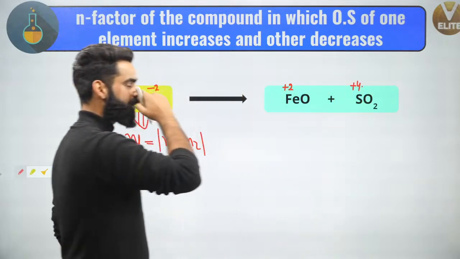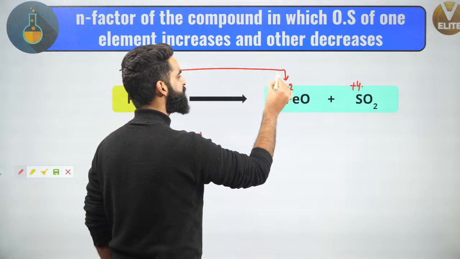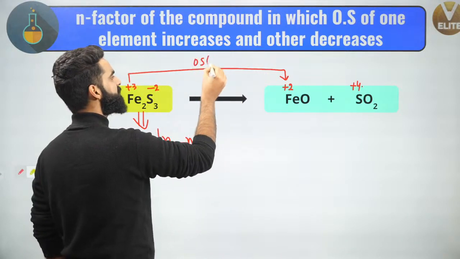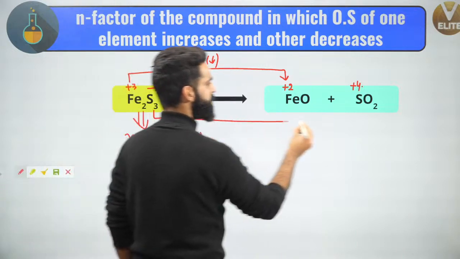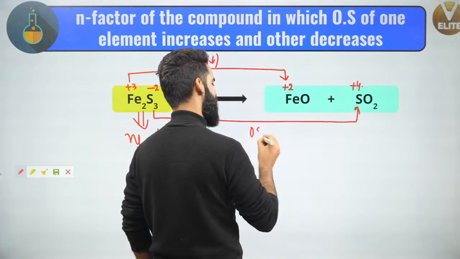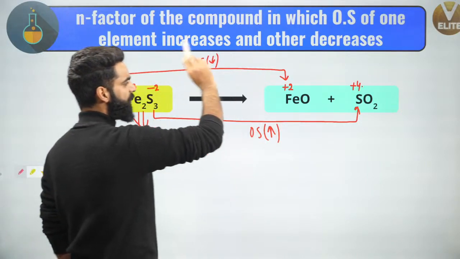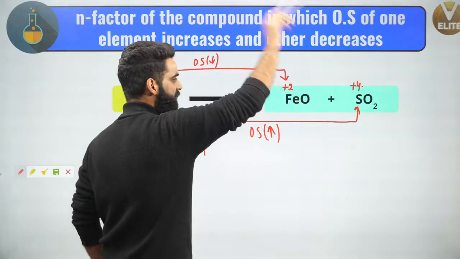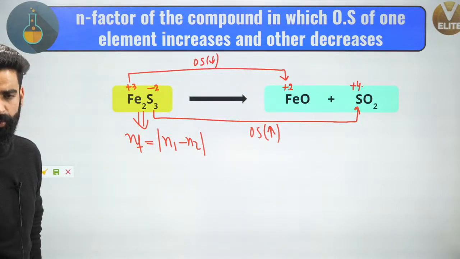Now check it out. Is the oxidation state increasing or decreasing? The oxidation state of iron is changing from +3 to +2. So the oxidation state of iron right here is decreasing. The oxidation state of sulfur is increasing from -2 to +4. So I would say this is an example of a compound in which the oxidation state of one element decreases and the oxidation state of another element increases.